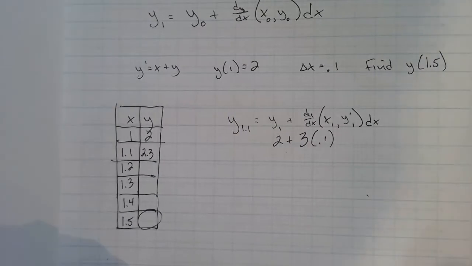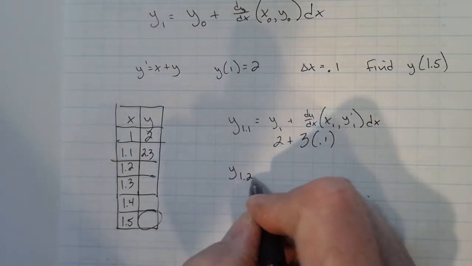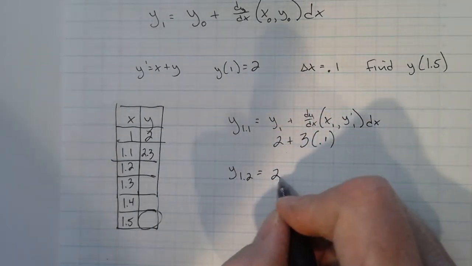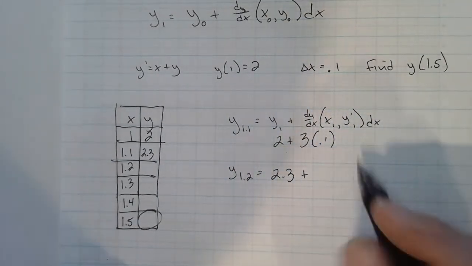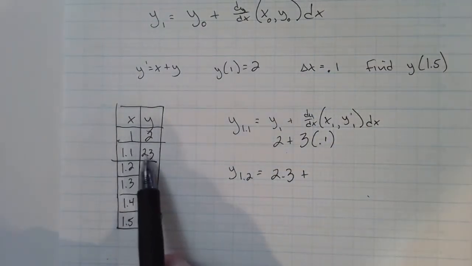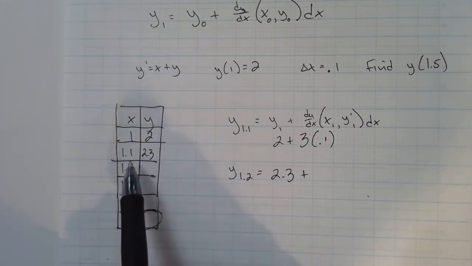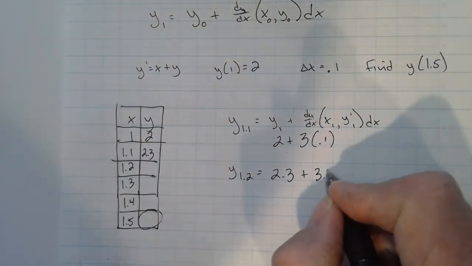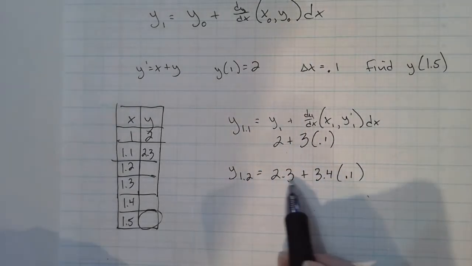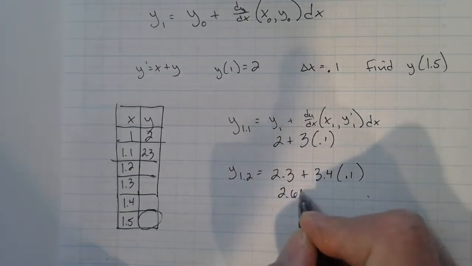So now to find my next one, my y sub 1.2, you take your y sub 1.1, which is 2.3, plus we're going to plug our current x and y into our differential equation. Well, all I'm doing is adding them, so 3.4 times our dx, which is 0.1. So 2.3 plus 0.34 is 2.64.